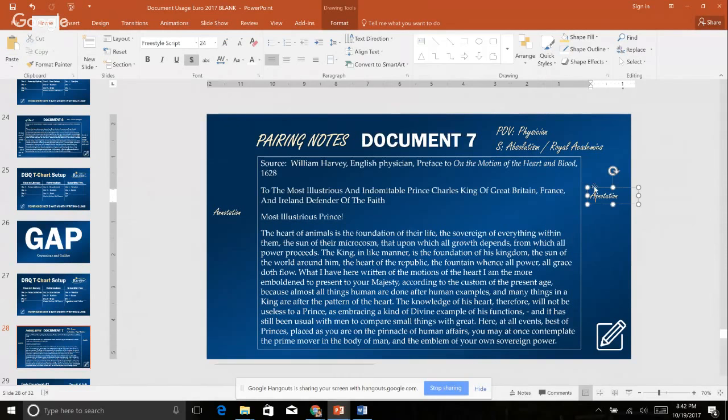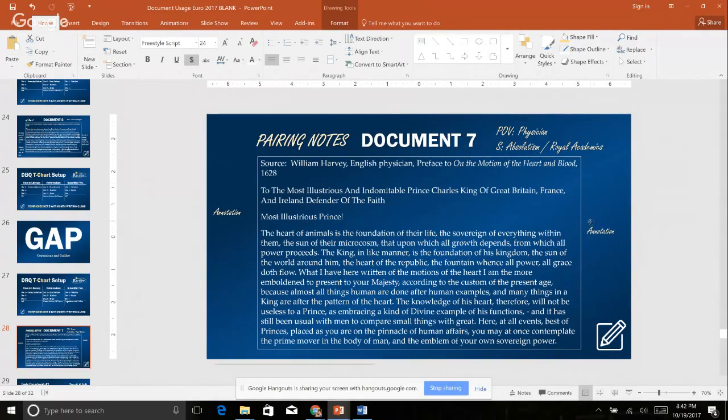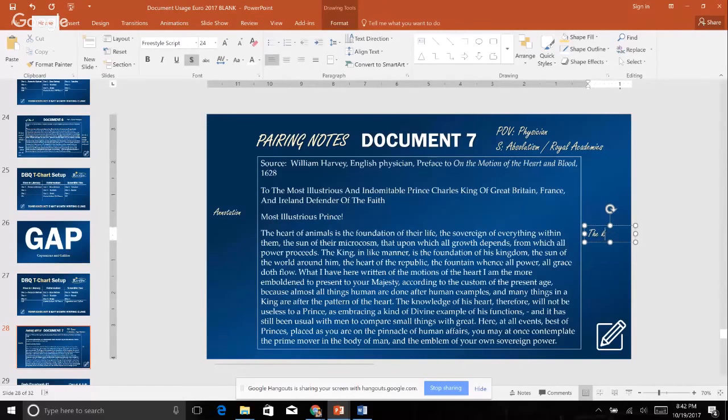Now, what I'm going to note here, I mean, there's already been a nod to royal absolutism, right? So the king is at the center, okay? So the king is at the center. Now, we can also note that Harvey is flattering a patron. Okay, that might be something we might want to think about when we get into POV. So we're seeing that going on there.